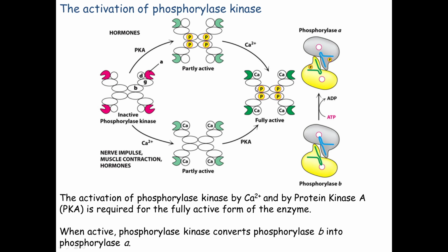The other thing that activates phosphorylase kinase is the presence of calcium ions. Okay, so both of these, the phosphorylation by protein kinase A and the binding of calcium, make it fully active. Either one alone is only partially active. Okay? And if you don't have either, it's completely inactive. So we need both signals. We need hormones, right, or nerve impulses or muscle contractions or whatever it might be, to provide these two signals.